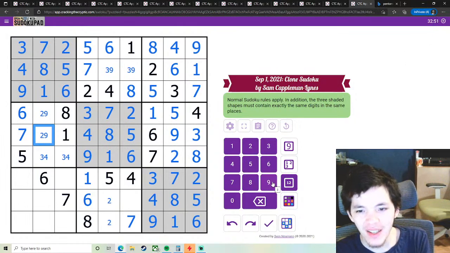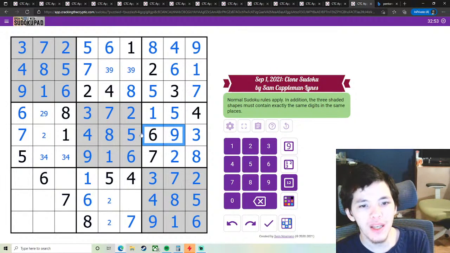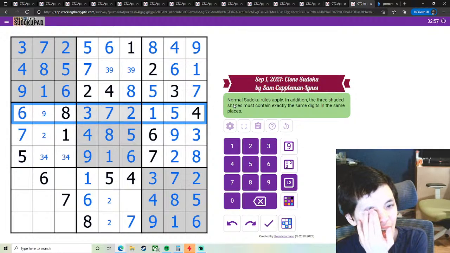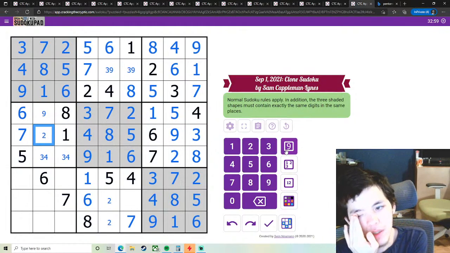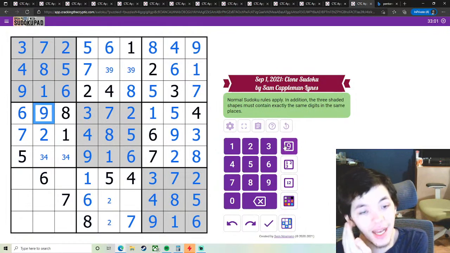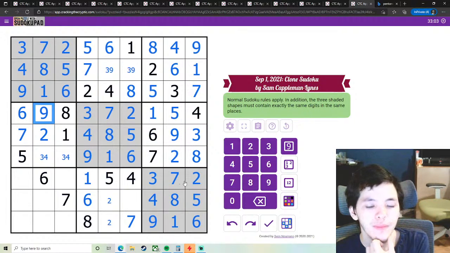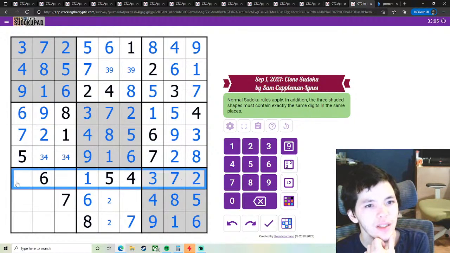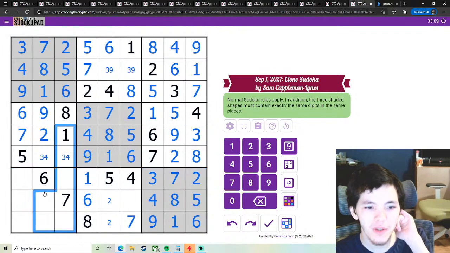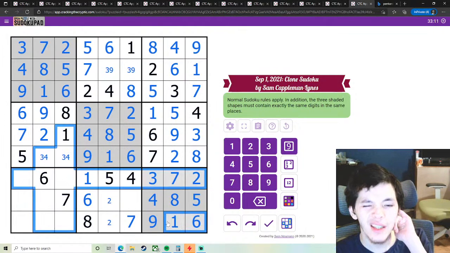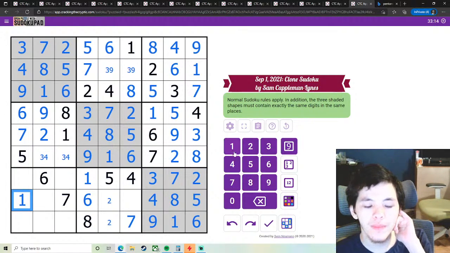But anyways, so this is now a 2 because a 9 is already in here. This is now a 9 because a 2's in there. So we've got a 2 and a 9. It's probably not enough to solve that one down here, but we can probably do the 1s. Yep, so that's a 1.